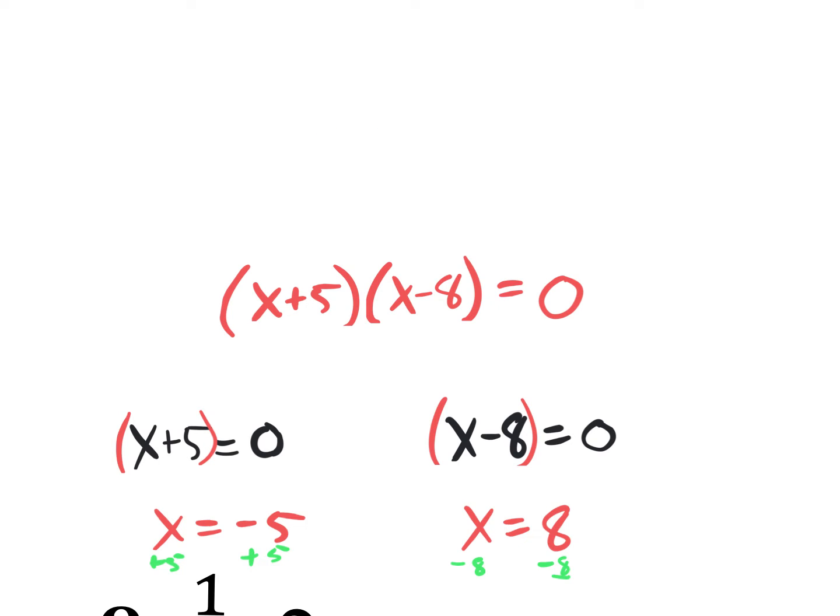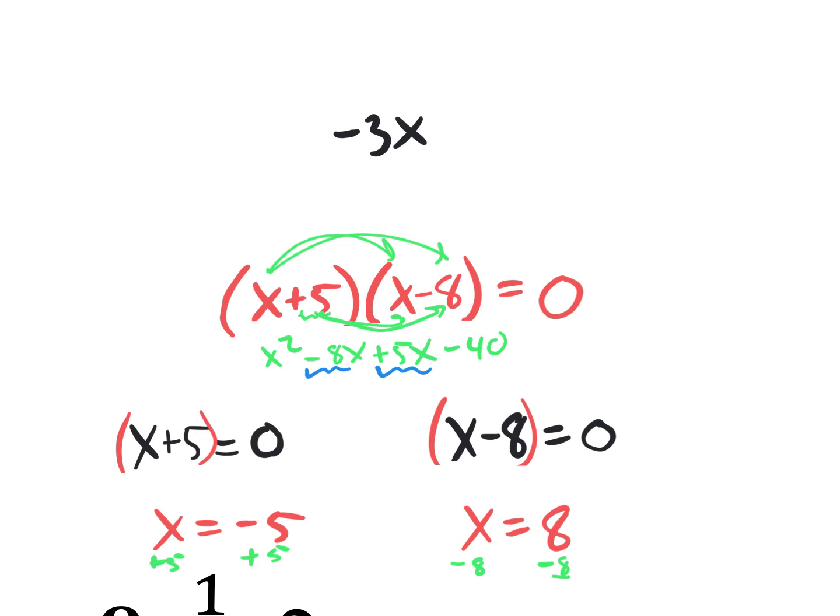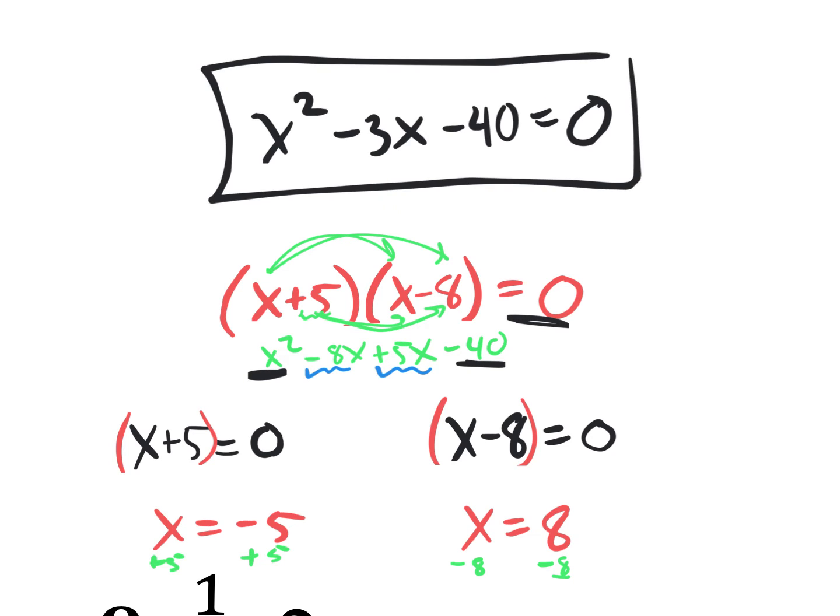So let's do that. We're going to simply distribute: x times x, x squared, x times -8, -8x, +5 times x is a +5x, +5 times -8 is a -40. And of course we could combine the middle terms, a -8x and a +5x. That will give us the middle term -3x. And of course we have the x squared in the front, and we have the -40 at the end, and it's still equal to 0. Ladies and gentlemen, this is the original standard form quadratic trinomial equation that produces the answers -5 and +8.